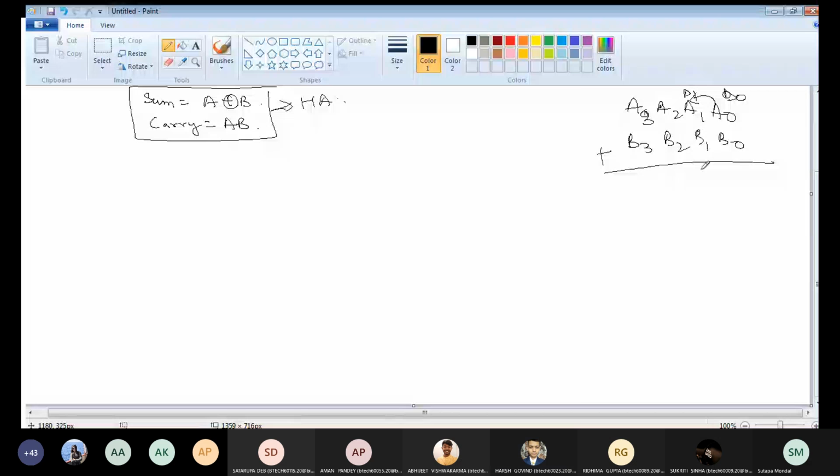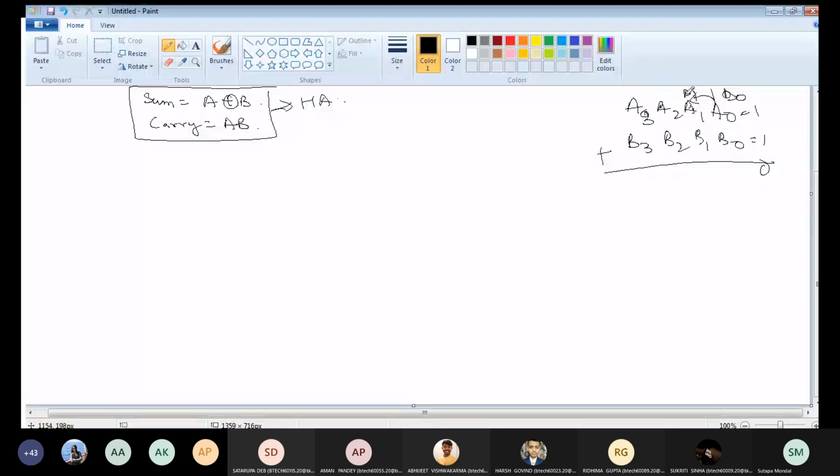Yes, ma'am. Suppose A0 is 1 and B0 is 1. So 1 plus 1 is 0 and carry 1. And this carry 1 will go to the next higher bit so that it can add up. What is the carry doing? It is looking ahead, to see whether somebody will come and take it and add with itself. So that is the carry look ahead, nothing else.